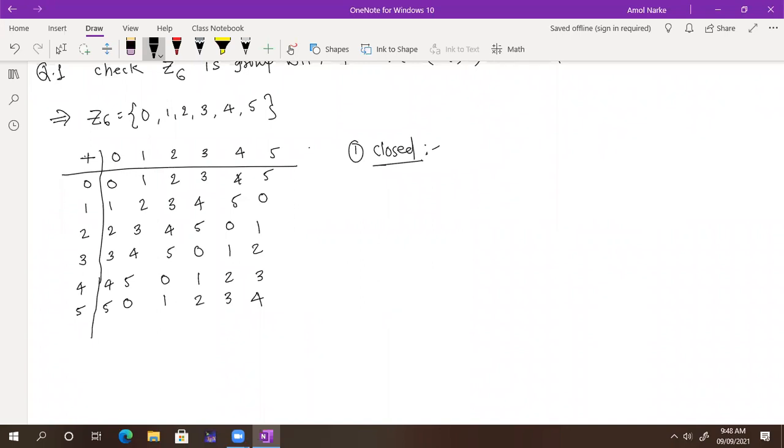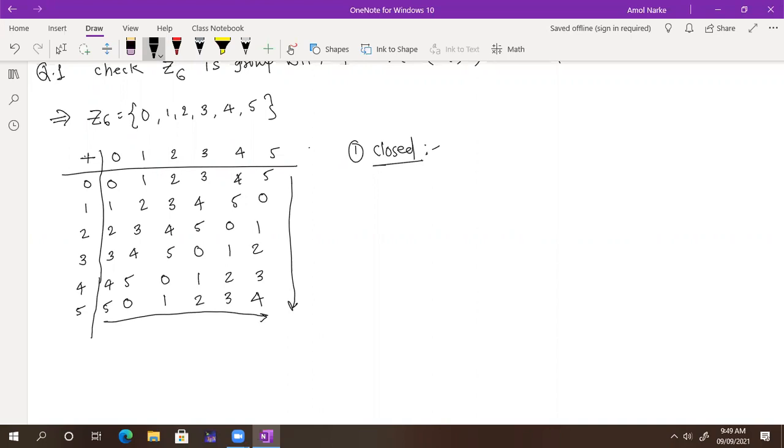Yes, anyone? I think we take the same example from your last lecture. How do we discuss whether it is closed or not? We need to check all the elements, whatever answer you are getting, and check whether all these elements belong to Z6. Yes, sir, you can check it out.